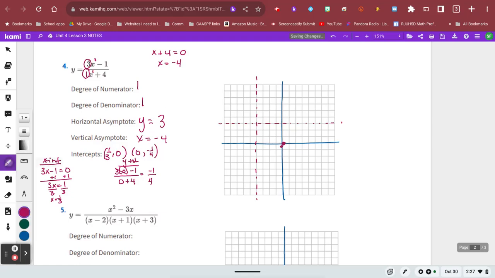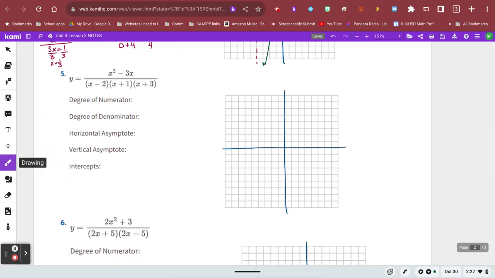And then we're going to go ahead and graph them. It's going to cross those and start coming down. And then it will come up here too. You can always go back and check on Desmos.